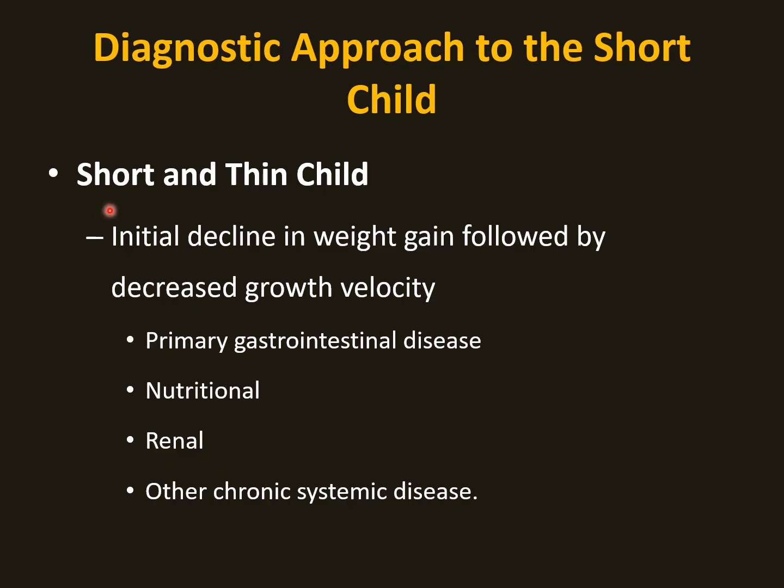The next case is a short and thin child. If you see an initial decline in the weight gain followed by a decrease in growth velocity, this is a gastrointestinal or nutritional problem. So consider primary gastrointestinal disease, for example malabsorption, nutritional, renal, or other chronic systemic diseases.